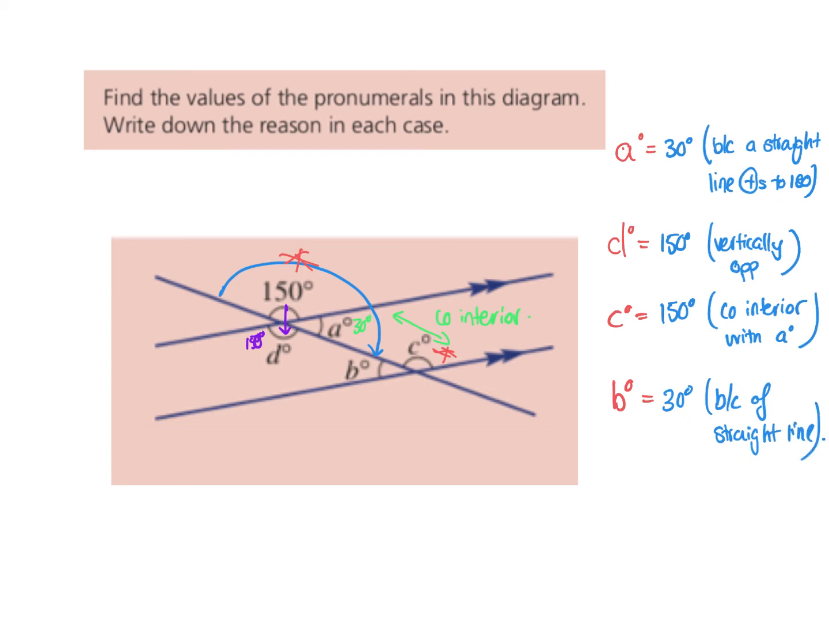Okay, good. So having a look, find the values of the pronumerals in this diagram and write down the reason for each case. So let's go again. So A, what do we think A is? 110. Good. 110, why do we think 110? 70 plus 110. Yeah, so you're going with straight line theory, yeah? Good.